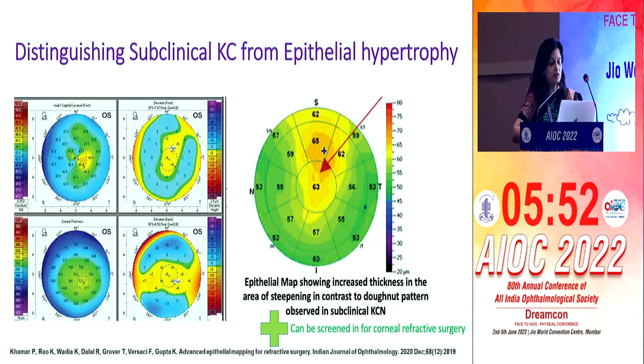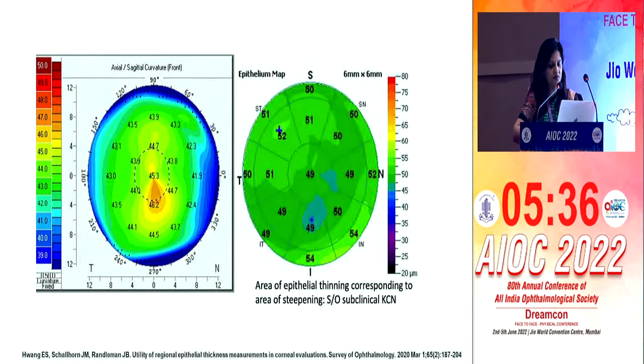Now, it is important to distinguish subclinical keratoconus from epithelial hypertrophy. In epithelial hypertrophy, the map will show that there is increased thickness in the area of steepening in contrast to the donut pattern which is observed in the subclinical keratoconus. So such patients can be screened in for your corneal refractive surgery.